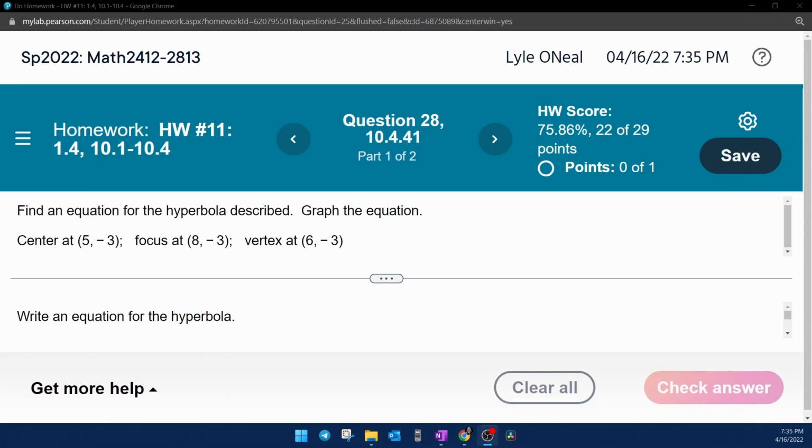All right, here we go. Question 28 from our Precalculus homework number 11 in MyLab Math. They want us to find an equation of the hyperbola described. We are given the center, a focus, and a vertex. So let's start by copying this information down in our scratch work.